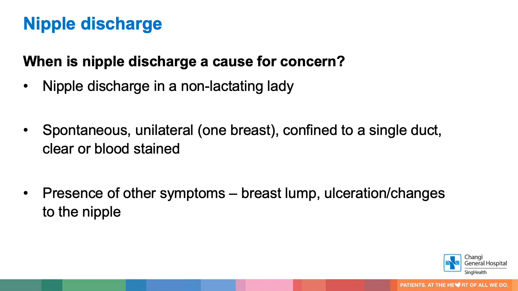Secondly, if the nipple discharge is spontaneous, unilateral, meaning from one breast, confined to a single duct or opening, either when it is clear or bloodstained. And of course, if there is nipple discharge along with other symptoms, such as a breast lump, ulceration, or changes to the nipple, they are all a cause for concern for you to see a breast doctor or a breast specialist as soon as possible.